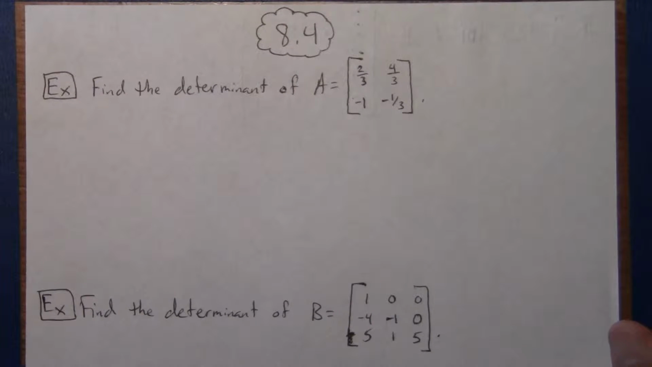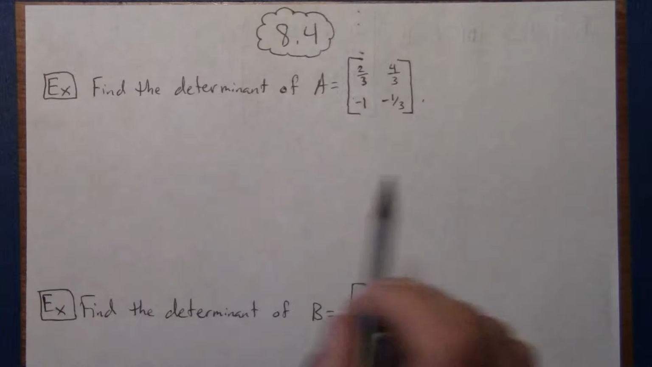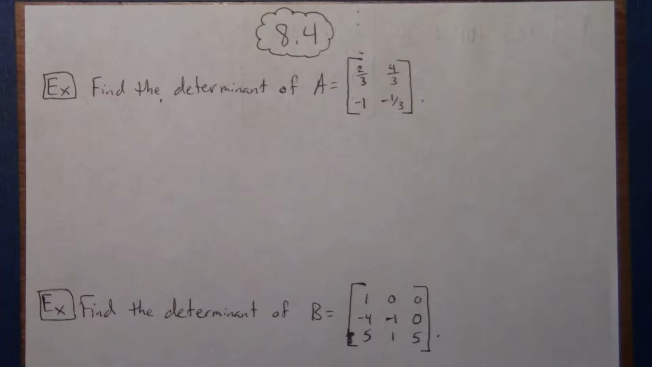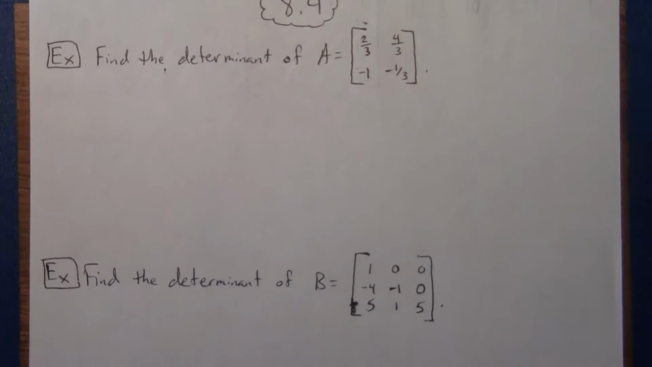And for section 8.4, I'm kind of combining days 1 and day 2 onto the same homework help. This problem would be a day 1 problem, and then the rest of them will be what we did on day 2. Alright, so we're going to look at finding the determinant of a lot of matrices here.